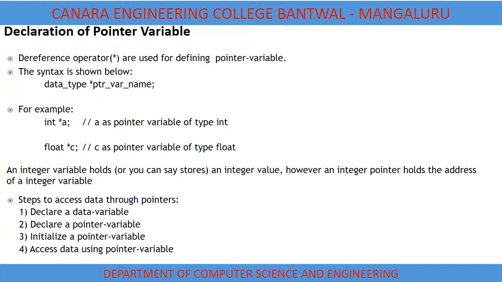So there are 4 different steps which we have given here. You need to declare a data variable, you should declare a pointer variable, then you need to initialize the pointer variable, and then you can access the data using a pointer variable. So these are the various steps through which we can access the data through pointers. So we'll see this in the next coming example. We'll try to illustrate the steps, and we'll see how we can access the data through a pointer variable.